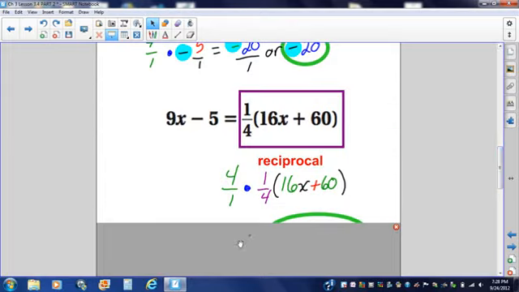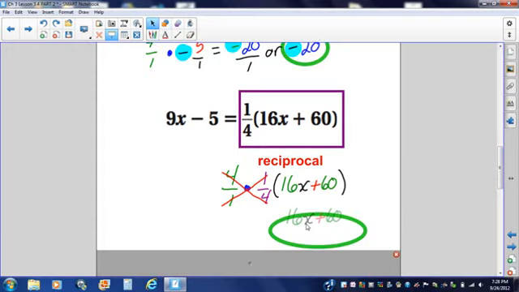Now I'm going to take the last term, which is 1/4 parentheses 16x plus 60, and multiply it by the reciprocal. The wonderful thing when I multiply by the reciprocal is these two cancel each other. I am then left with 16x plus 60.